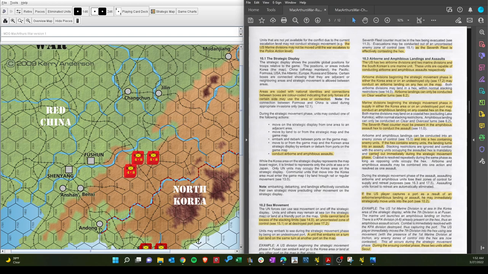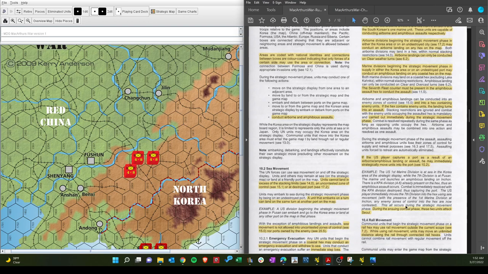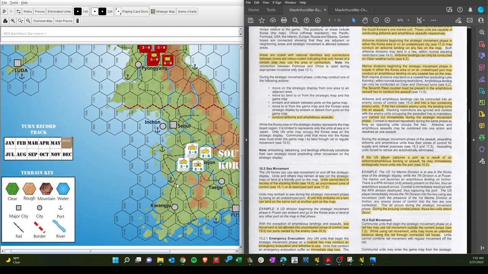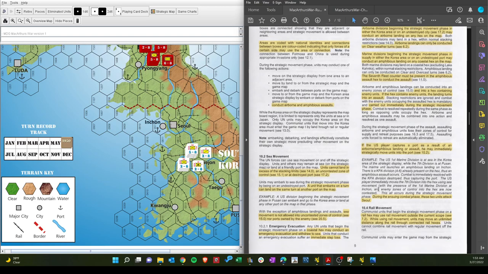But if you do, and if you succeed and it's got a port hex, you can then immediately, here we go, strategically move units into that port hex. So you could invade with the Marines, take the port at probably Incheon, for example. Seems to be an invasion place here. And then they push the KPA out, the 7th Division comes in, so you can coordinate that.